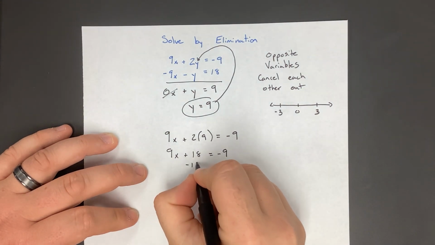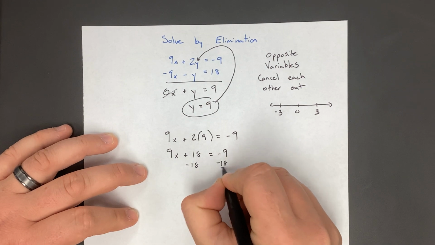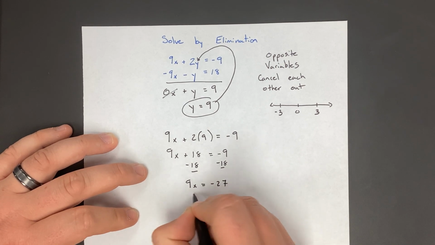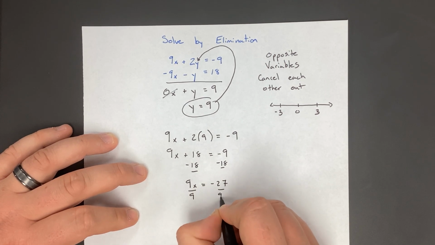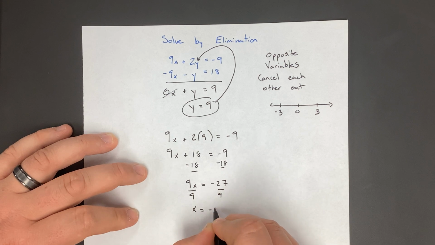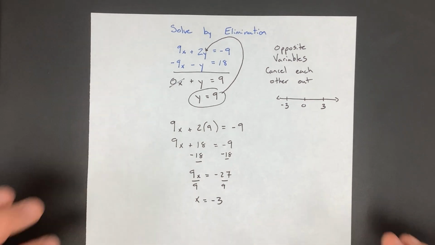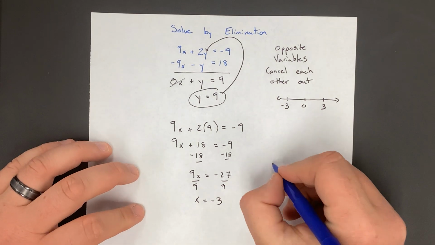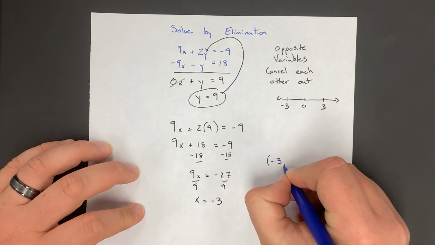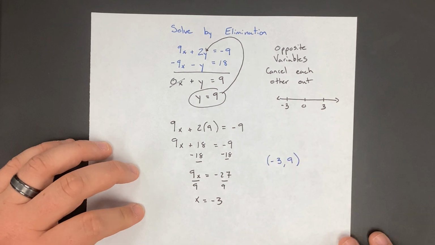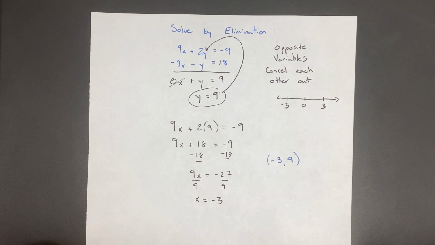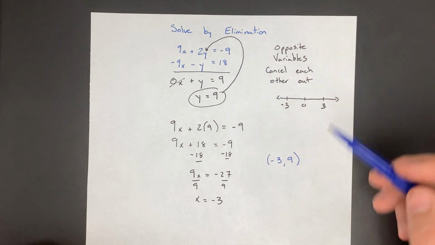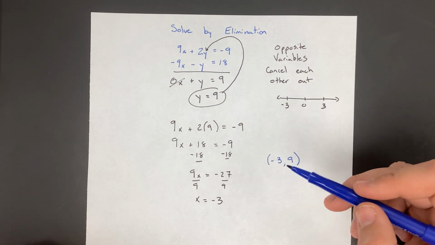I subtract my 18 on both sides. 9x is equal to negative 27. Divide by 9, divide by 9. x is equal to negative 3. So again, we have one solution here. It's going to be at the point negative 3, 9. So we'd have this case, if we were to graph this, we'd have two lines that intersect at this point.